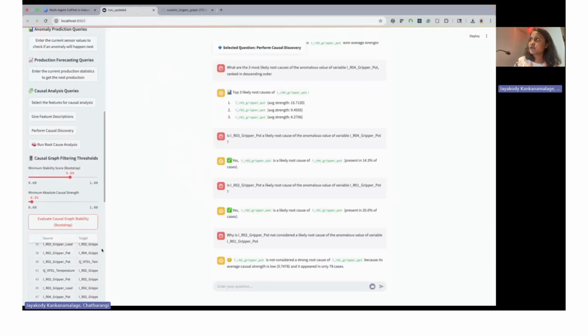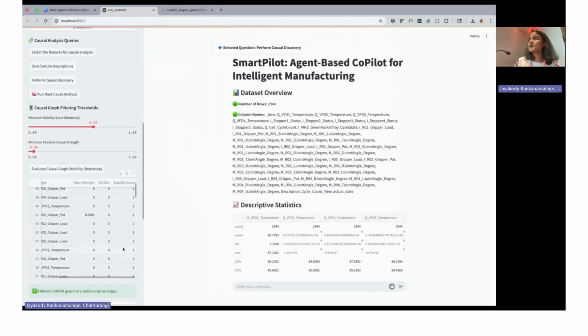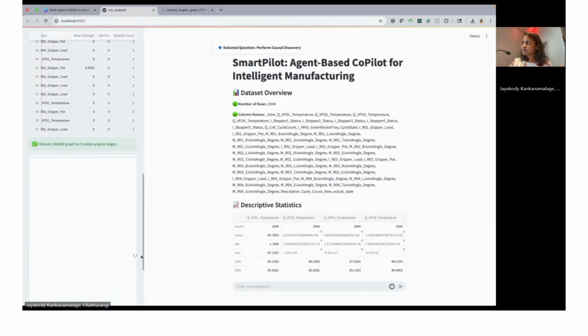And then it gives the information with the mean strength of these edges and the standard deviation, and calculates the stability score. We have our own mathematical equations that we have developed for this particular bootstrapping method. So if you're interested, we can share with you also. Here it identified only two stable edges depending on the parameters he selected for the stability score and the minimum causal strength.